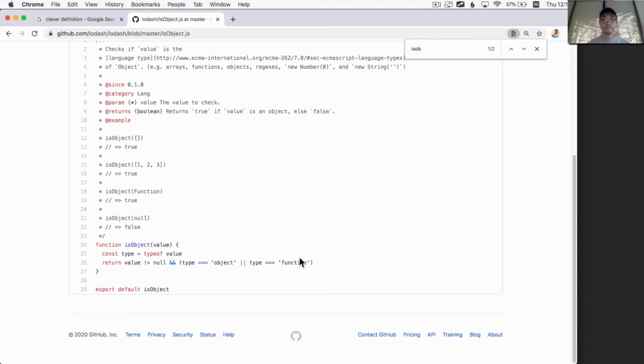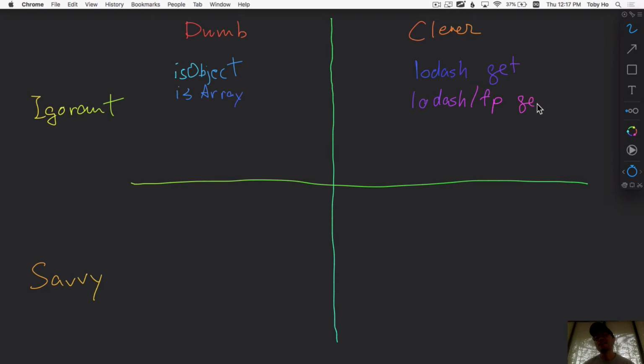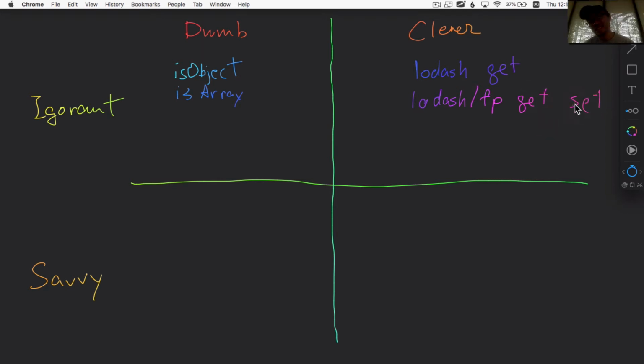It's a 2-line function. Can anyone else think of other examples, perhaps from our code base, that you would put in this first quadrant here? Get. Well, Lodash get is actually somewhat clever. Yeah. It's a recursive function. I'll actually put it over here. Lodash get. Or Lodash fp get. Ooh. And set is even more clever. I love this function.